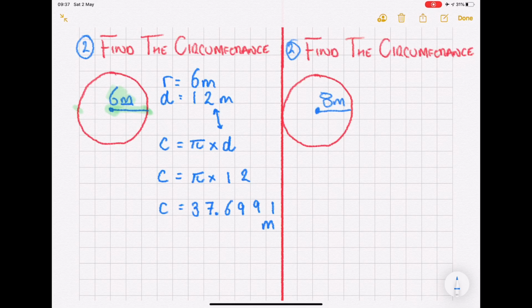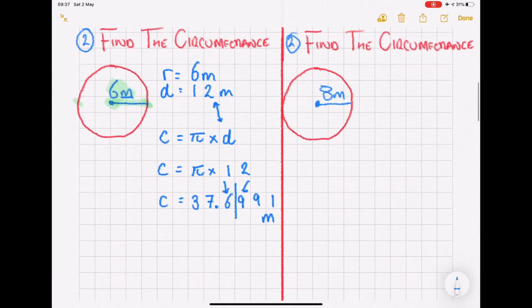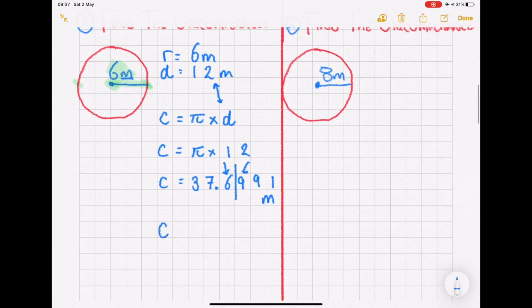And let's go to 1 decimal place. So we cut it off here and we look, is this number 5 or larger? Yes, it is. Therefore, we round this number up. So our final answer for the circumference is 37.7 metres. And that's our final answer.